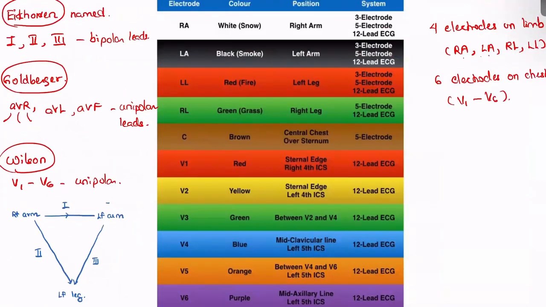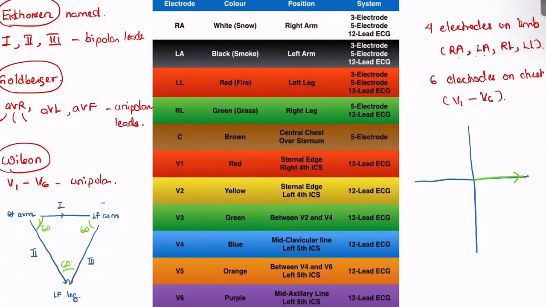Okay, so let's draw this on the axis. Lead 1. Since the left leg is in the center, it becomes a triangle with similar angles. So they are all 60 degrees, 60 degrees. So here is the 60 degree. So there might be a 30 degree here.